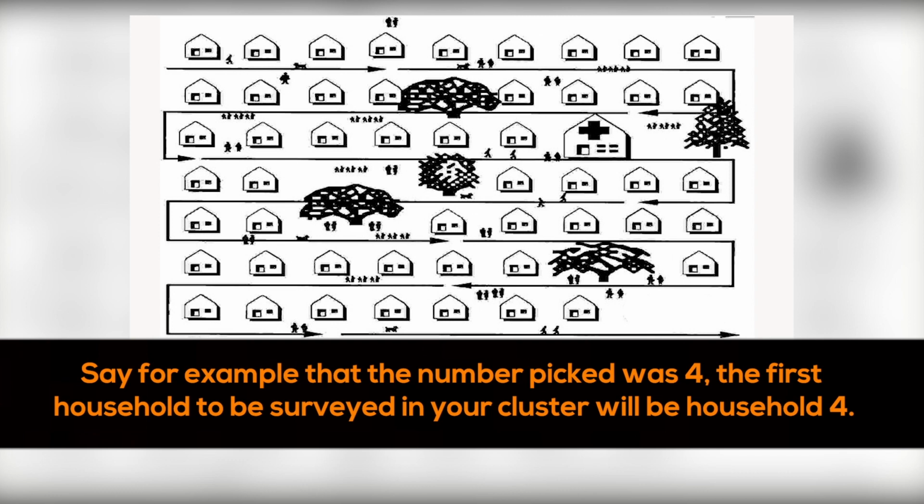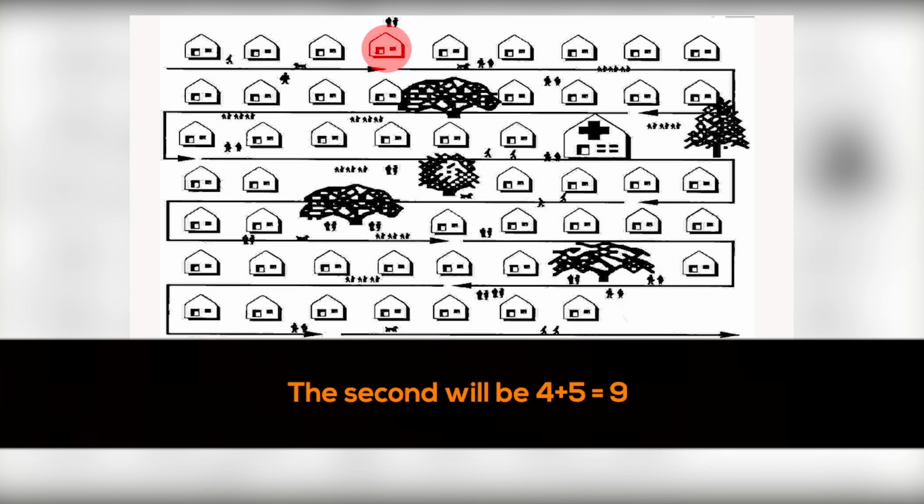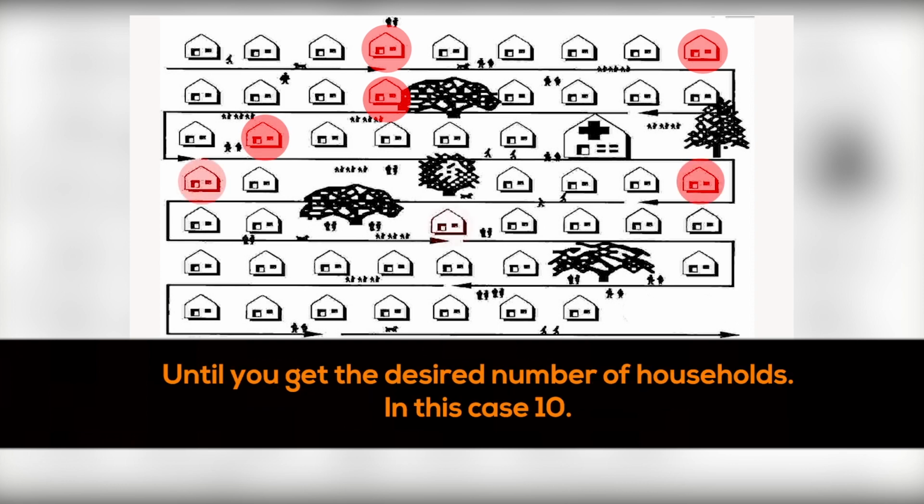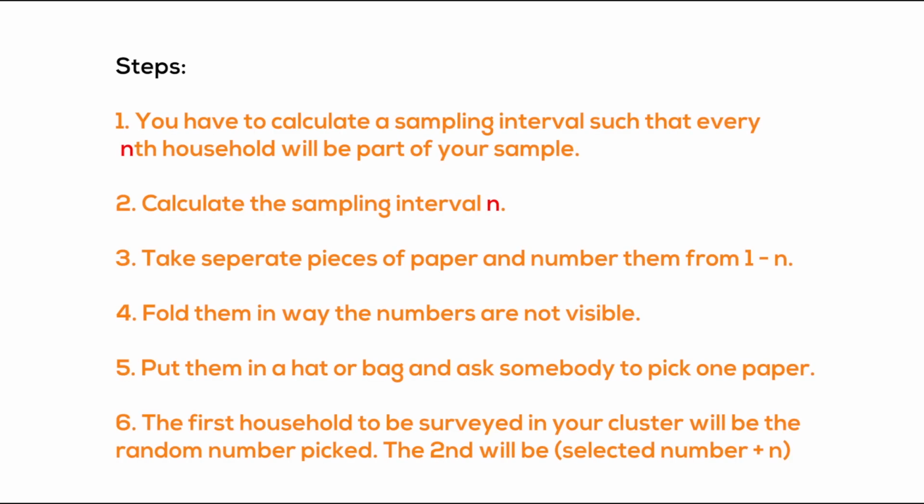The first household to be surveyed in your cluster will be household 4. The second will be 4 plus 5 is equal to 9, 5 being the sampling interval you've calculated before, and the third household will be 9 plus 5 is equal to 14, and so on until you get the desired number of households, in this case 10. Those are the steps to take if there is an updated list of households in the village.